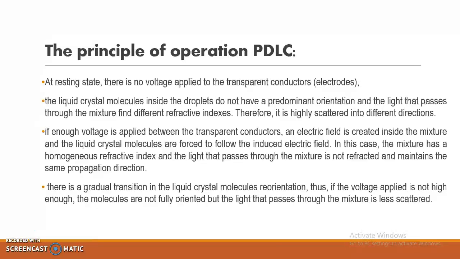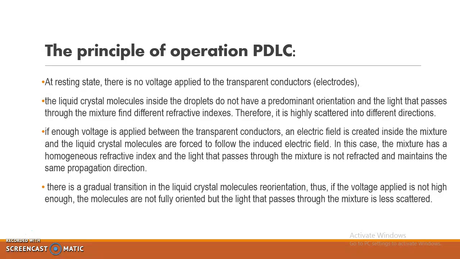Next, the principle of operation of PDLC. At resting state, there is no voltage applied to the transparent conductors, which are known as electrodes. Next, the liquid crystal molecules inside the droplets do not have a predominant orientation, and the light that passes through the mixture finds different refractive indices. Therefore, it is highly scattered into different directions.